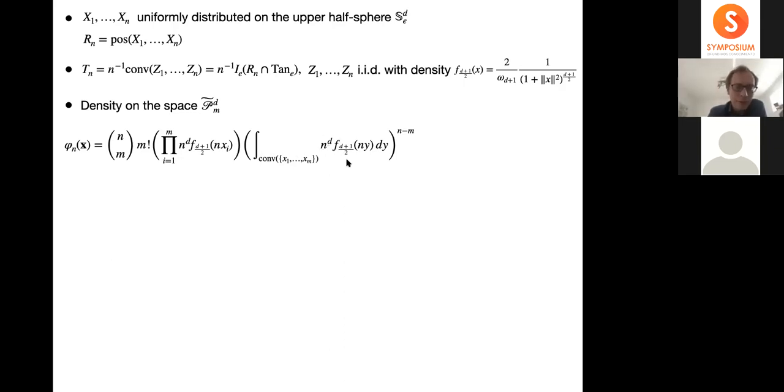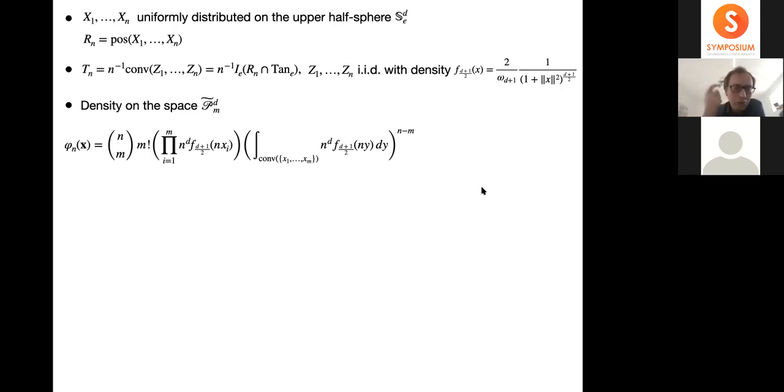of the density of these points. Again, this is f_{d+1} over 2. Then there is the factor n to the d, and n here because we rescale by n to the minus 1 in our Euclidean space. And this is just the probability that the other points, or at least one of the other points, is sitting inside the convex hull of the others. And since they are IID, you just need to take it to the power n minus m, because you have in total n points, and m are already gone because they form the vertices.